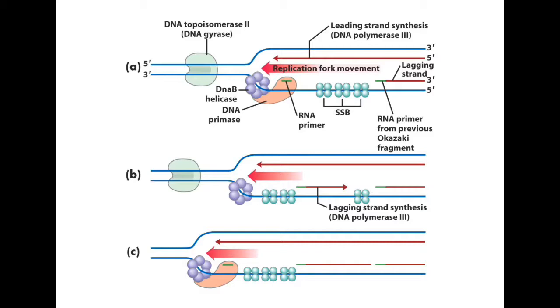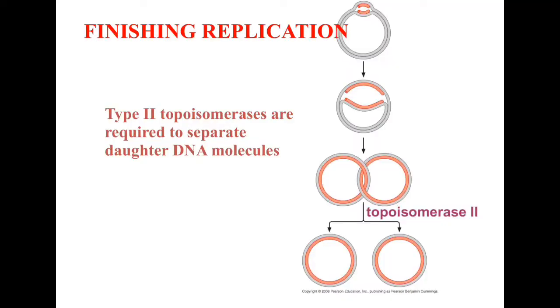DNA primase is useful to synthesize the RNA primers, and the helicase DnaB is useful to separate the two strands. The leading strand is synthesized by DNA polymerase 3, and we can also see the RNA primers and the synthesis of the lagging strand in the 5 to 3 direction, bound with the single-stranded binding proteins. After the synthesis, the two DNA strands are separated in prokaryotes by topoisomerase 2, which breaks the two DNA strands.